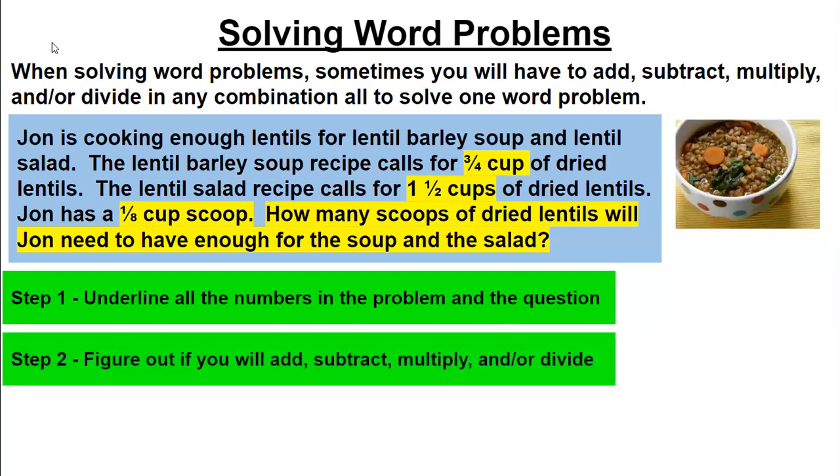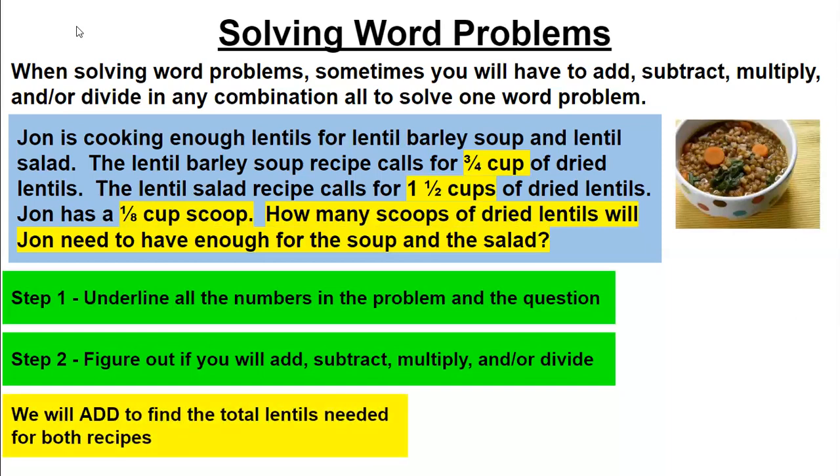Step 2, figure out if you will add, subtract, multiply, and/or divide. Well, what do you think? If we need to figure out the total amount of lentils we need, what is that going to mean? Right, the first step is going to be adding. We have to add the amount of lentils for the soup and the amount of lentils for the salad. After we add that up, then what are we going to do? Well, let's figure it out after that. So let's go on to the next step.